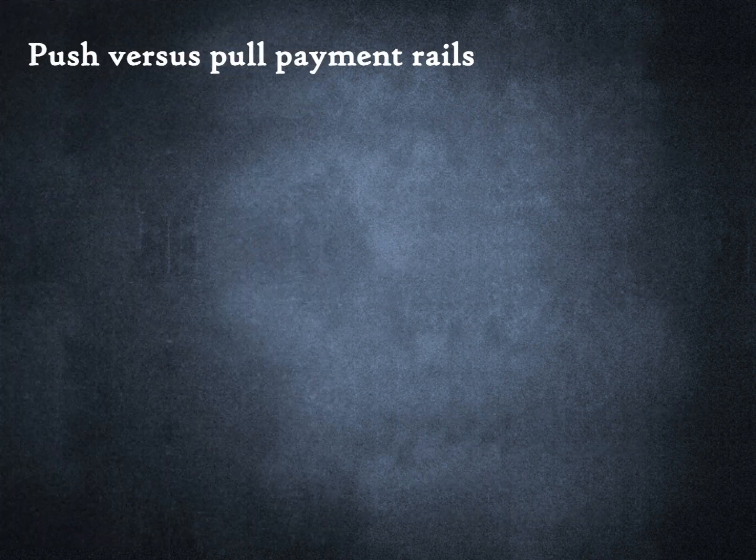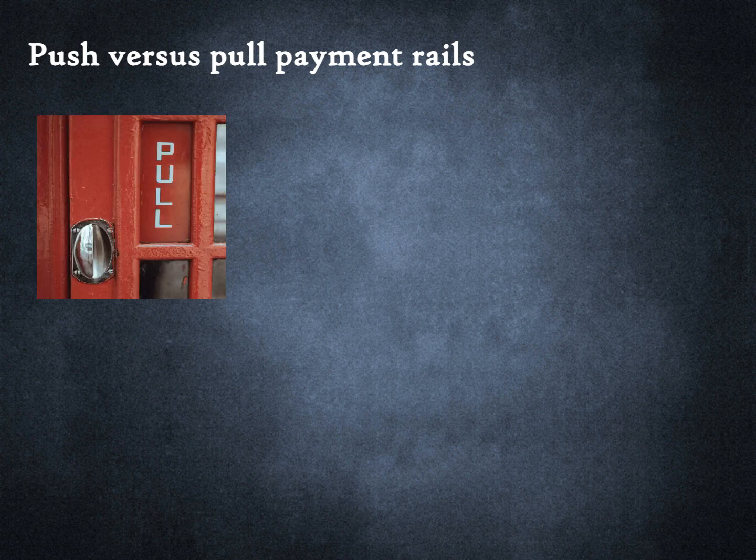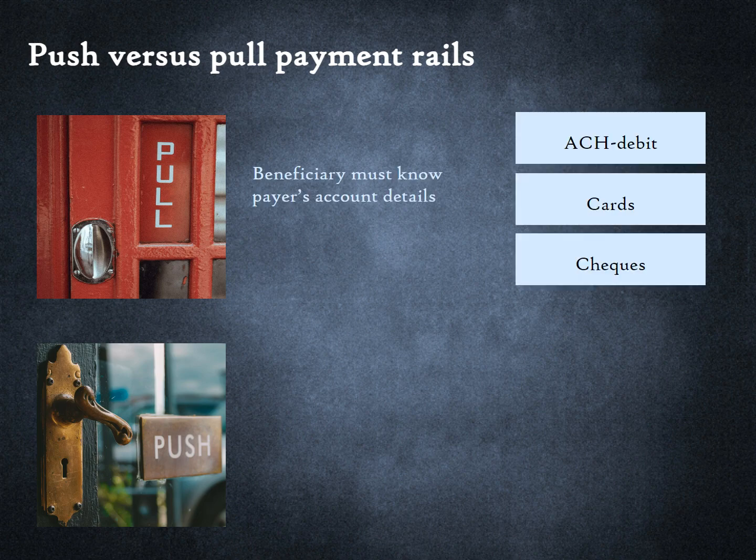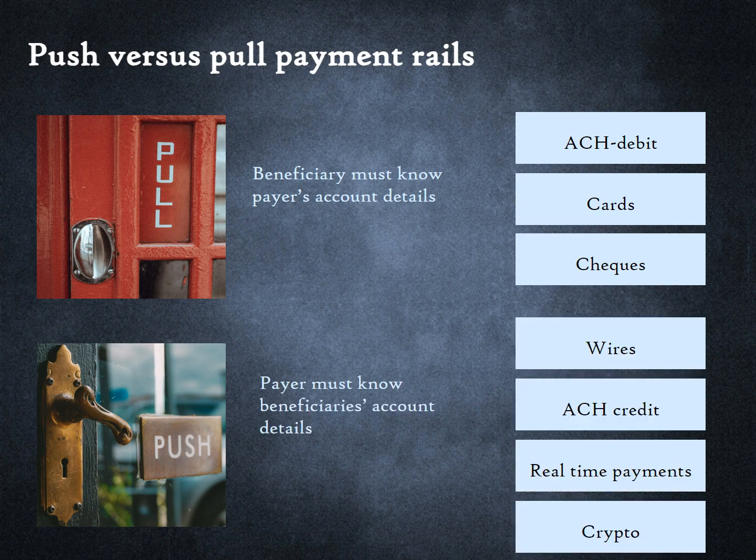Now that we have covered all payment rails, we can classify them into push versus pull. In pull-based rails, payments are pulled from the payer's account. Hence, the beneficiary must know the payer's account details. In push-based rails, the payer pushes the payment. The payer must know the beneficiary's account details.